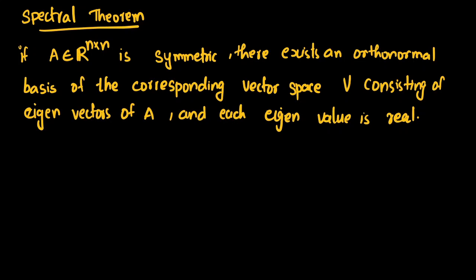Then the spectral theorem: if A belonging to R n by n is a symmetric matrix, then there exists an orthogonal basis of the corresponding vector space V consisting of eigenvectors of A, and each eigenvalue is real. Okay, so we can find the base vectors as the eigenvectors of the matrix A. Okay, that's all about eigenvalues and eigenvectors. Hope you understood this much, and thank you for watching.